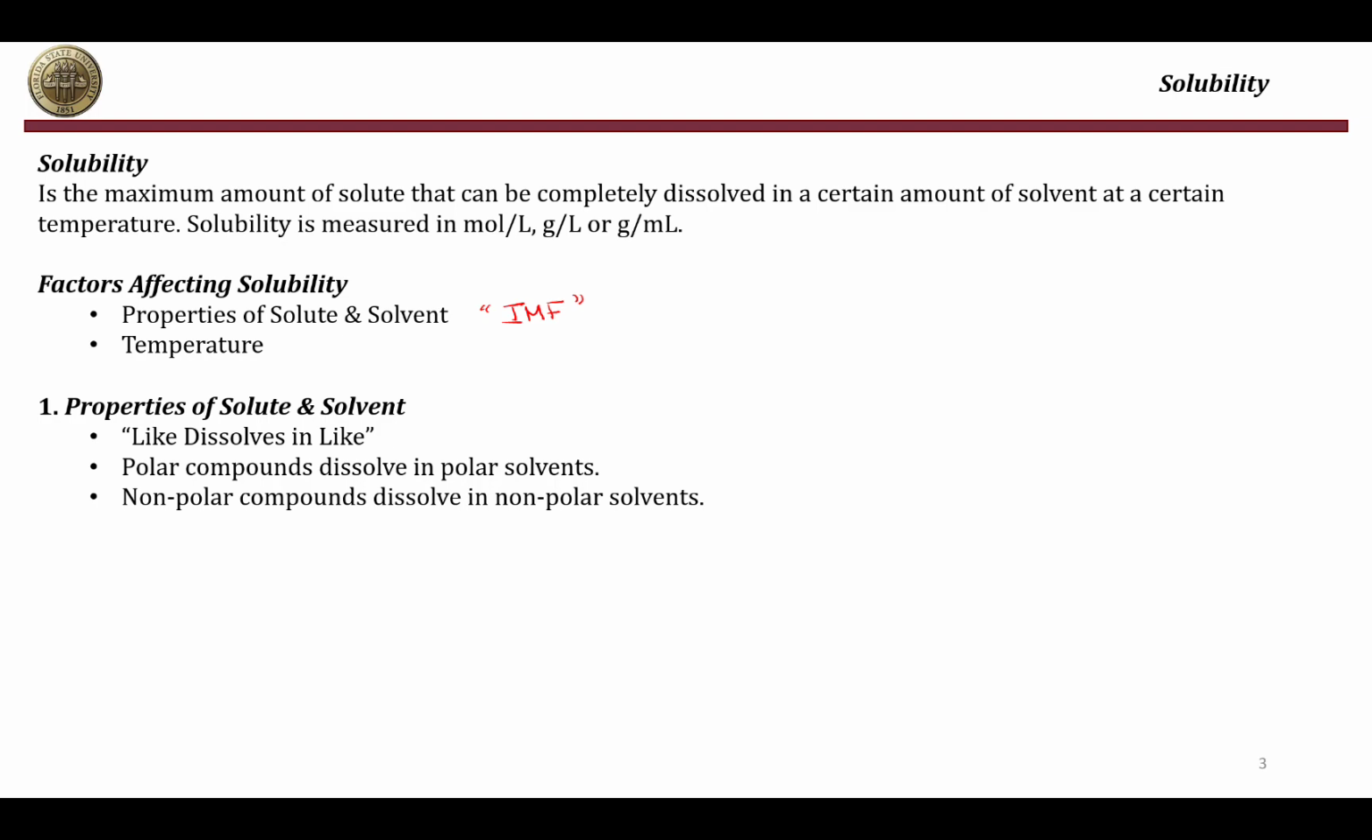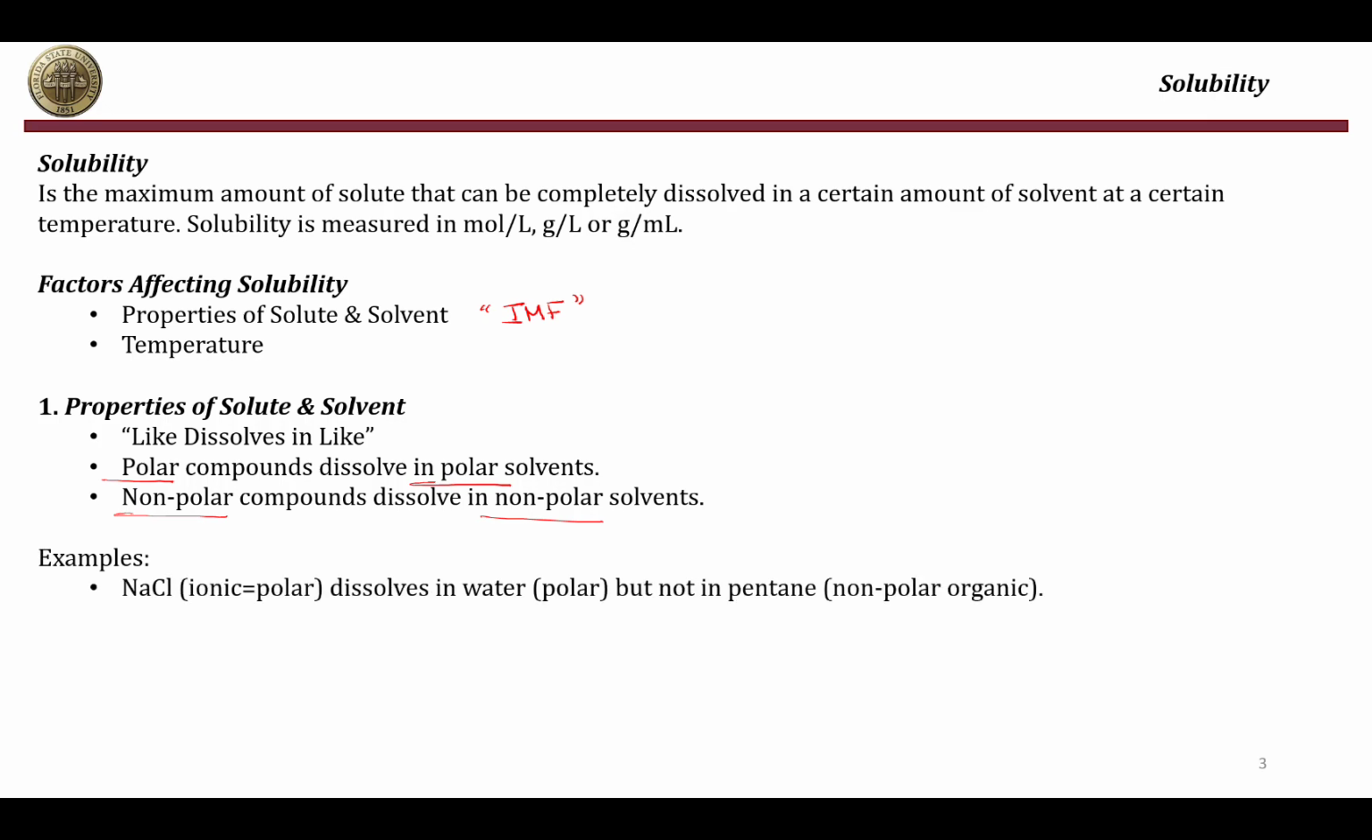Why is that? Because a polar compound and a polar solvent will have similar types of intermolecular forces. Similarly, for a non-polar one and a non-polar solvent, again, they will have similar types of intermolecular forces. And whenever a solvent and a solute have similar types of intermolecular forces, then they can interact with each other, and this leads to solubility.